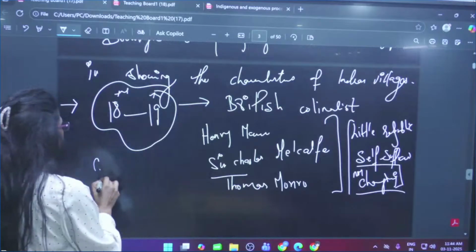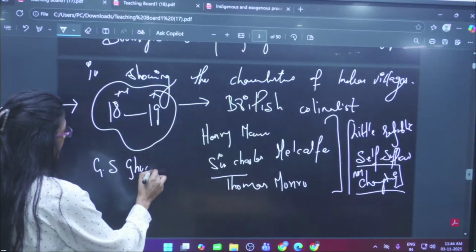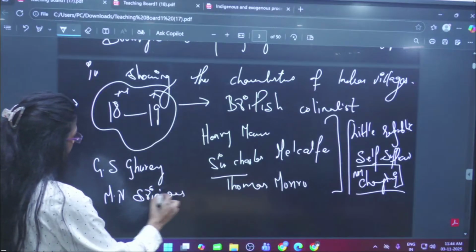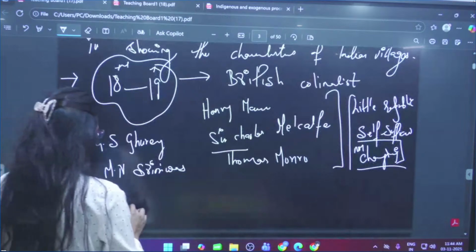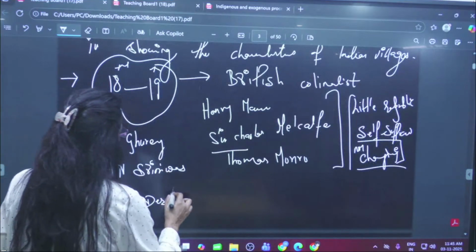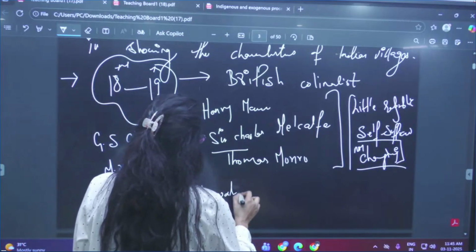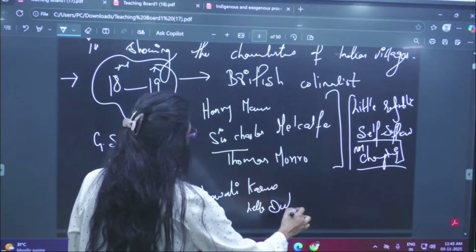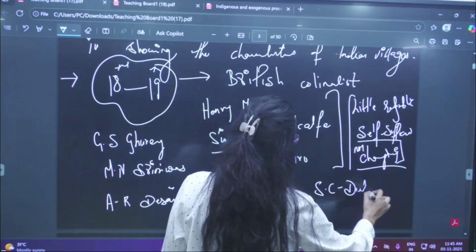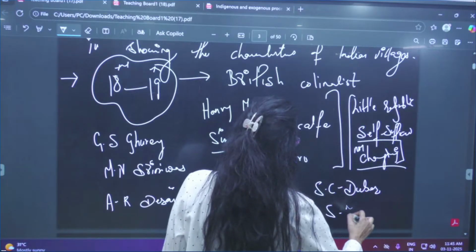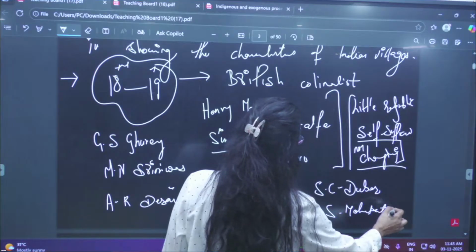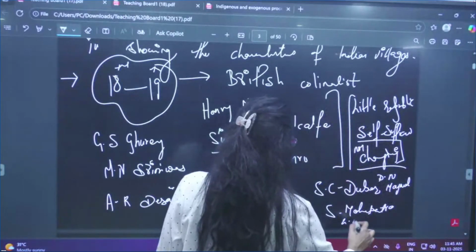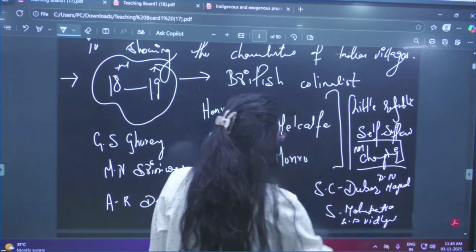Then we do have G.S. Ghurye, M.N. Srinivas, A.R. Desai, Iravati Karve, Leela Dubey, S.C. Dubey, Subhash Mahapatra, D.N. Majumdar, L.P. Vidyarthi. We did have L.P. Vidyarthi.